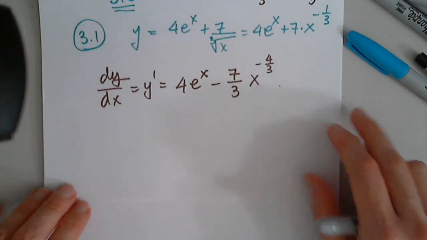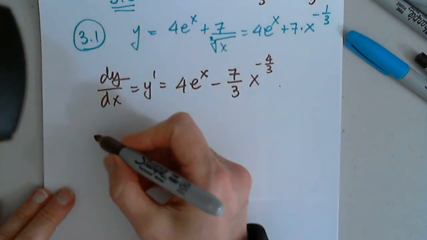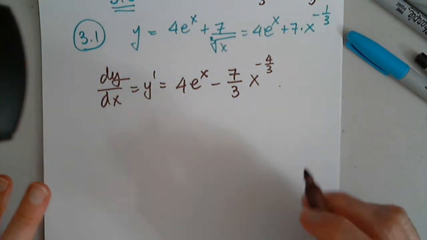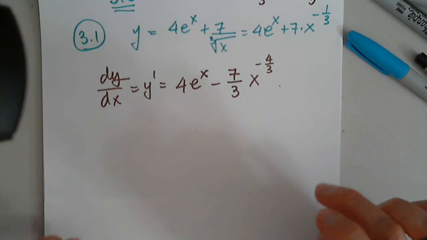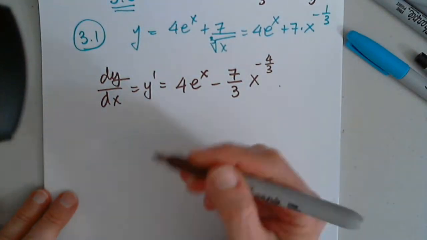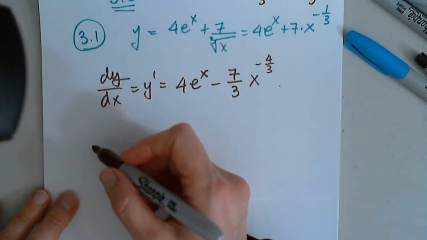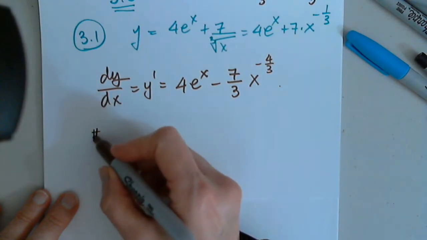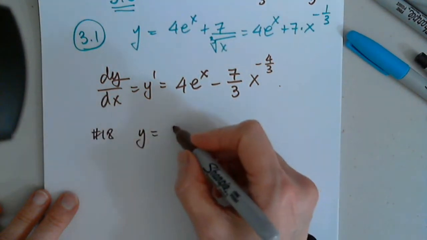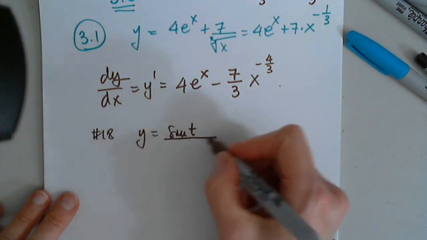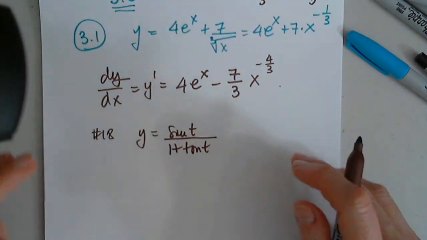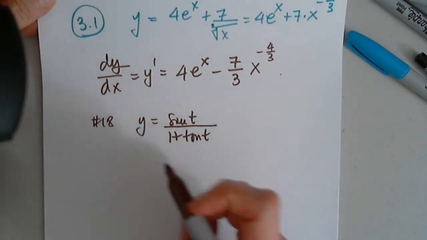Can we go over a question on the homework? I'm ready. I'm going to post the solutions with a video now, but it doesn't matter. I'm ready. Number 18. y equals sine of t divided by 1 plus tangent of t. Very good. So let's do just that.